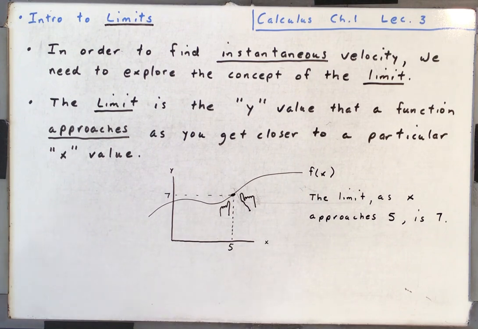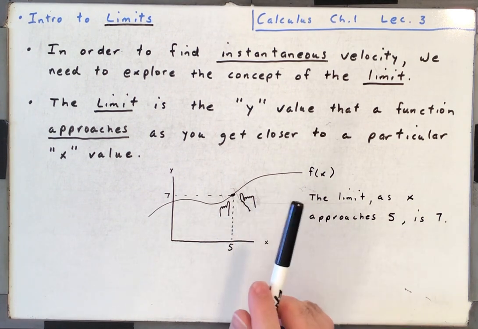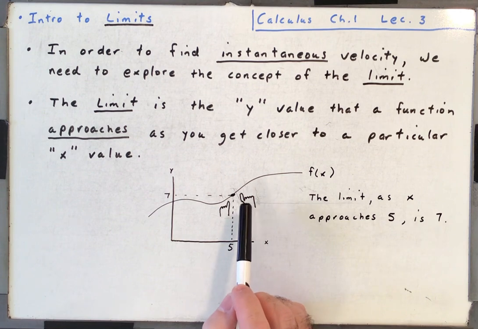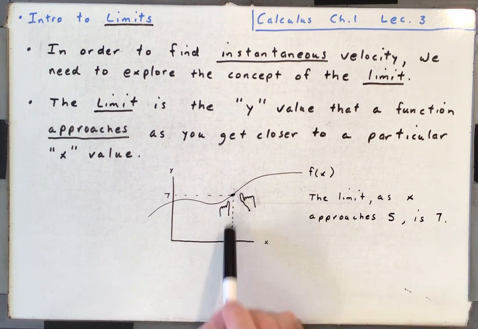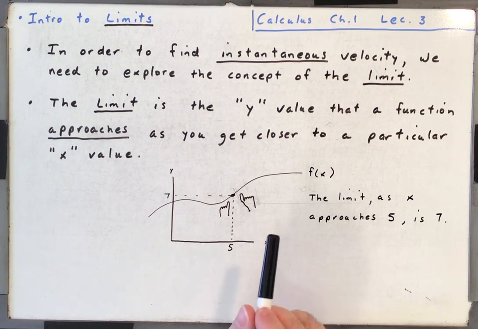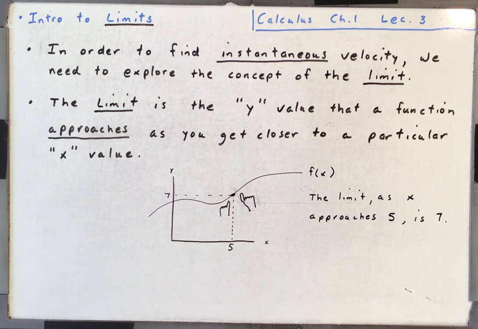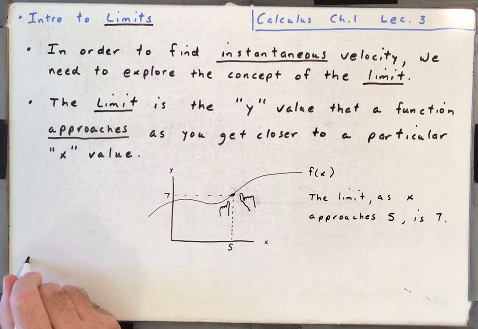That's the answer. Now that seems like common sense, right? I mean, come on, why are we going through this? Well, what calculus does is it helps you. Let's say that the function is undefined at 5. Algebra doesn't know how to deal with that. It just gives you an answer of undefined. But in calculus, you can get an answer.